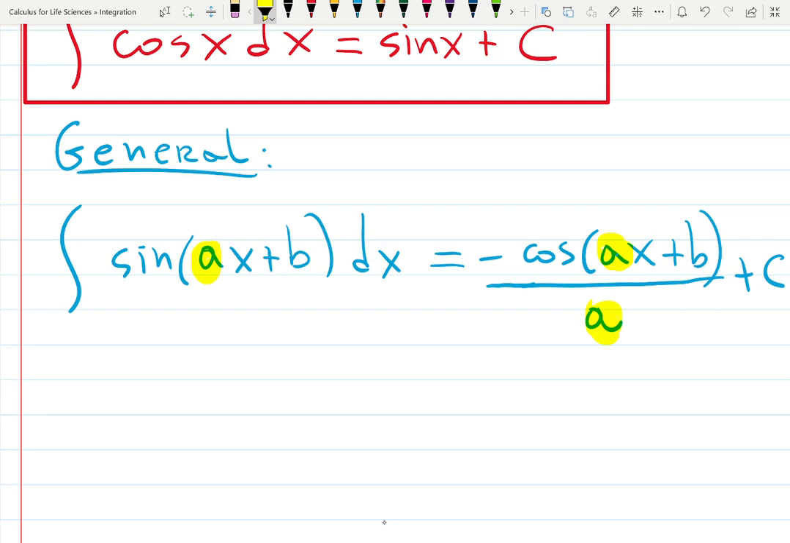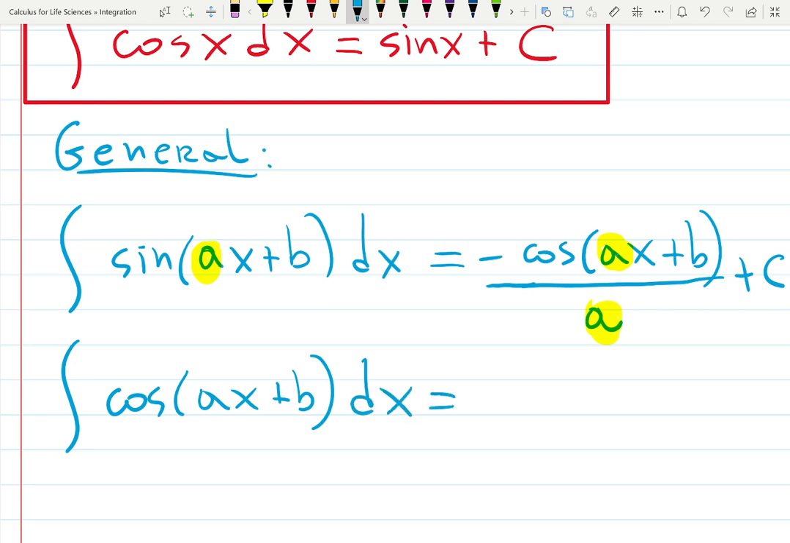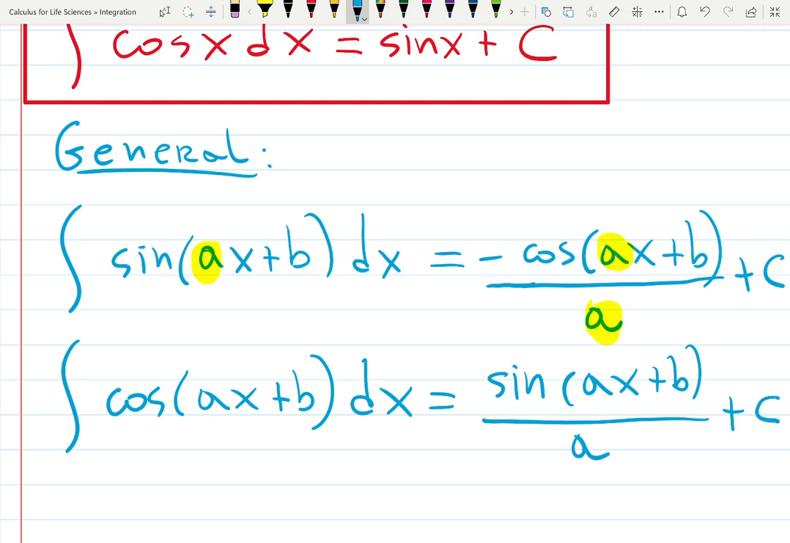So let's do this one, cosine. Guess what happens with cosine? The integral of cosine of ax plus b dx will be, you say it like this: the integral of cosine is sine, because the derivative of sine is cosine. So it's going to be sine, copy the whole thing, and divide by the leading coefficient a. We will explain this in the next chapter, actually next week. Those are nice shortcuts.